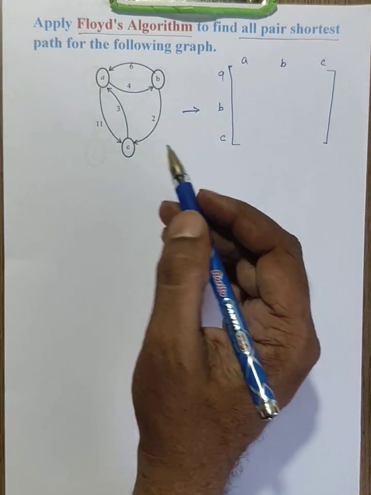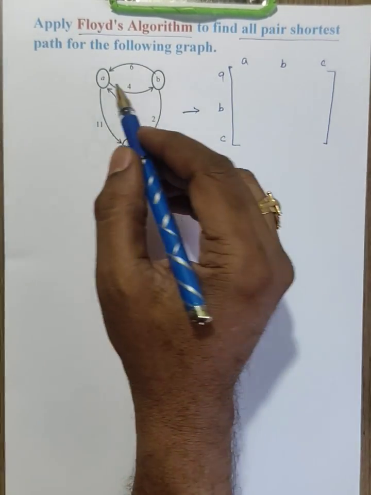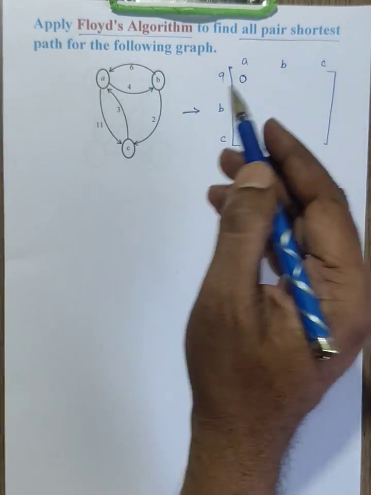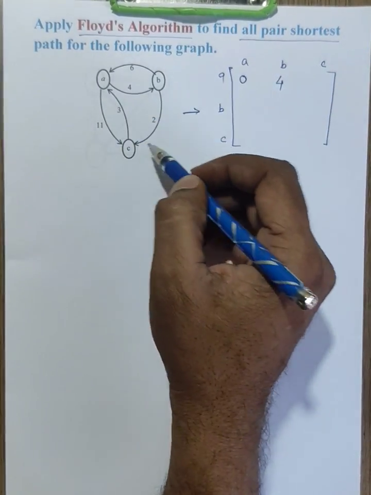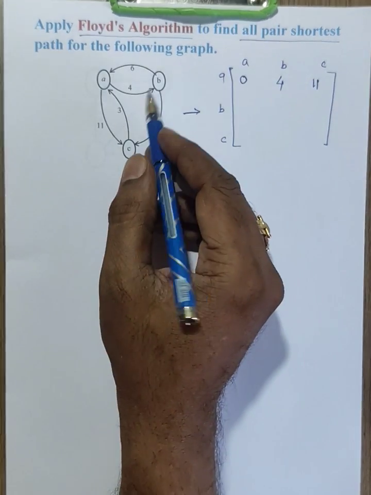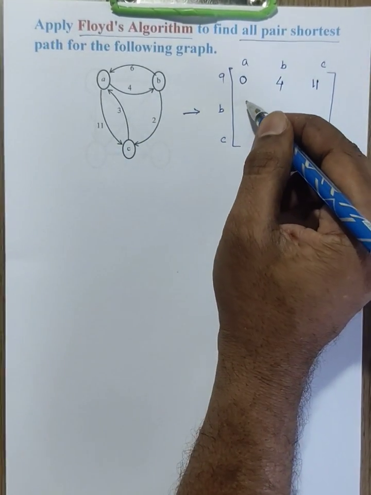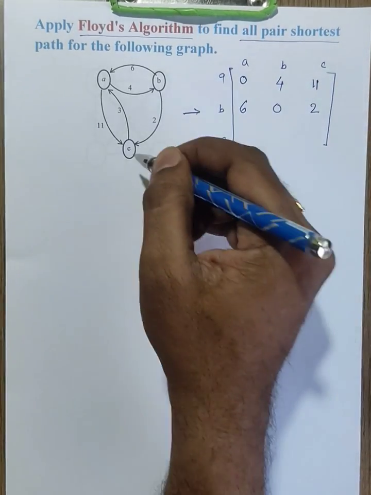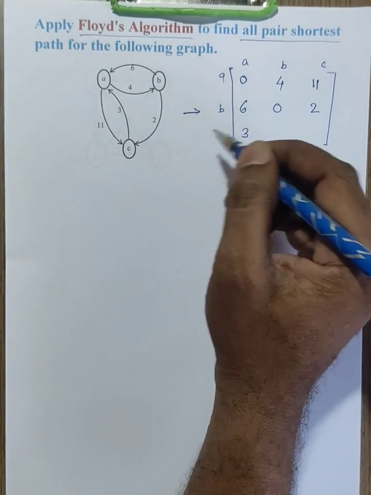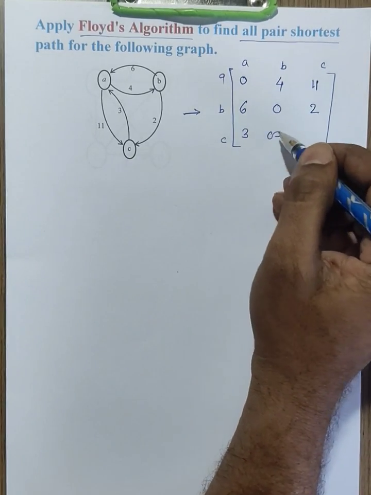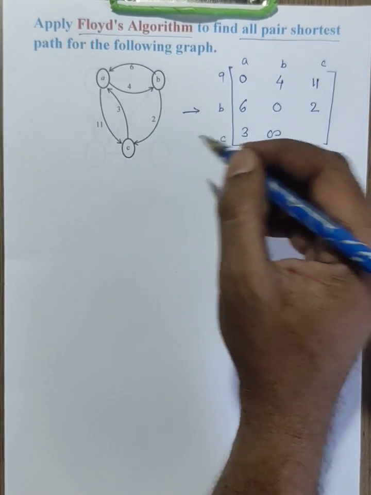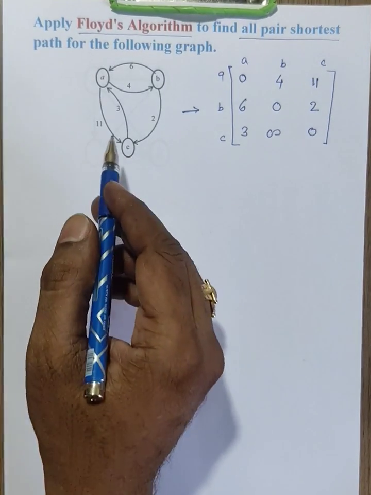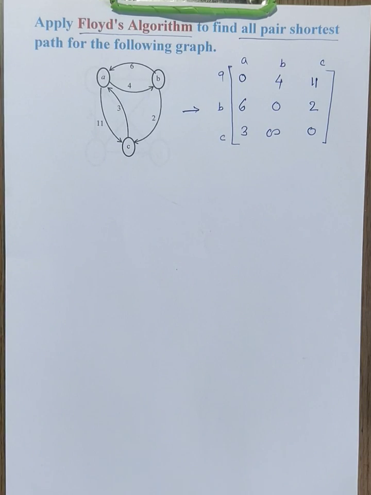Now this graph we can convert into adjacency matrix. First A to A. A to A means I equal to J, then this is 0. A to B is 4. Then A to C is 11. Next B. B to A is 6. B to B 0. And B to C 2. Next C. C to A is 3. C to B there is no edge, so this is infinity. C to C 0. This is the adjacency matrix. From graph to matrix is called as adjacency matrix.